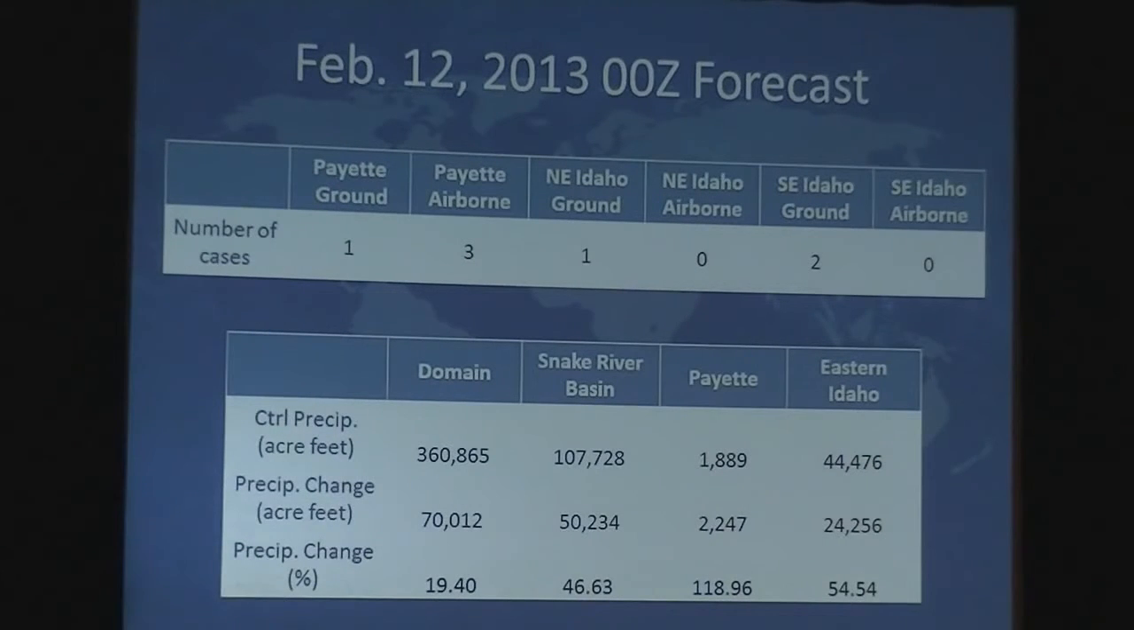In this event, again, we're going to look at some statistics for the full domain, for the full Snake River Basin, which is the full river basin in southern Idaho, and then just for our 2 target areas, the Payette and the full eastern Idaho. The top line here is the controlled precipitation, that natural precipitation that the model predicted. This middle one is the absolute precipitation change in acre feet, and the bottom is the percent change. Anything stand out there and make you jump out of your seat?